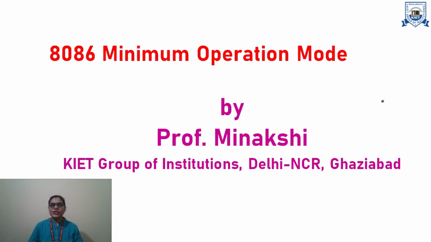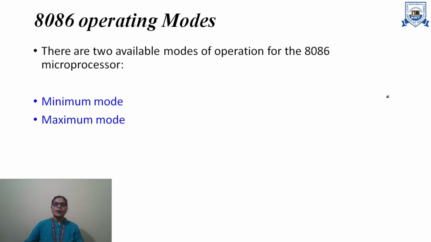In this lecture, I will be discussing about minimum operation mode of 8086 microprocessor. So let's get started. 8086 microprocessor can operate in two modes. One is minimum, second is maximum.